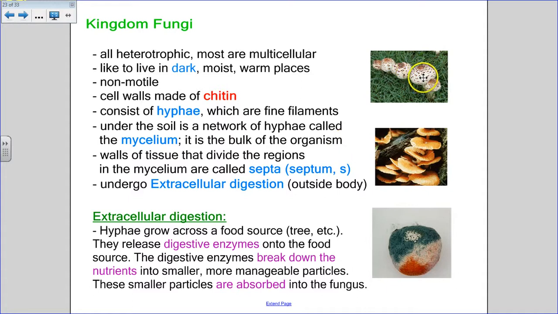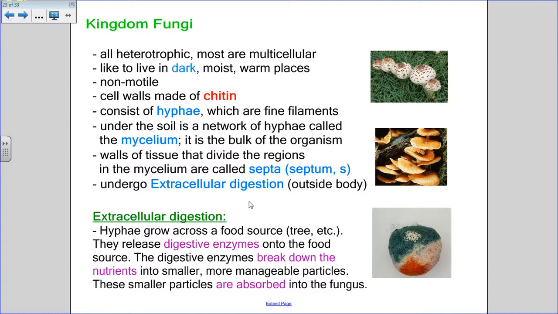So while the mushroom is up here, the mycelium, the whole vast mass of hyphae or thread-like parts, would be found under the ground. Walls of tissue will divide the mycelium and separate the regions, and those walls of tissue are just the same as what we call the wall of tissue that divides our heart. So it's called a septum, singular, or septa, plural.